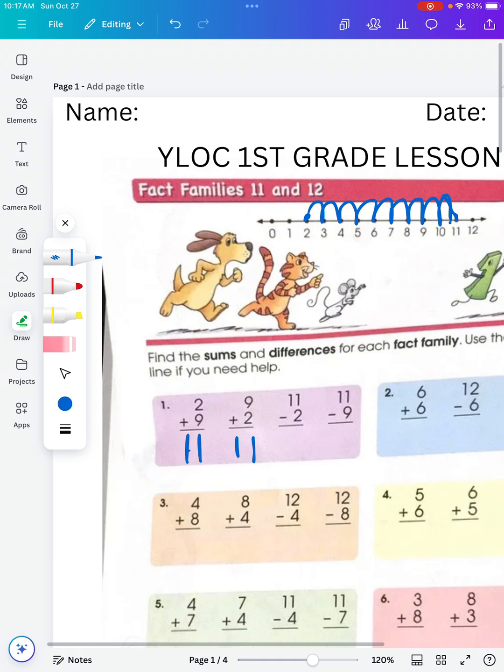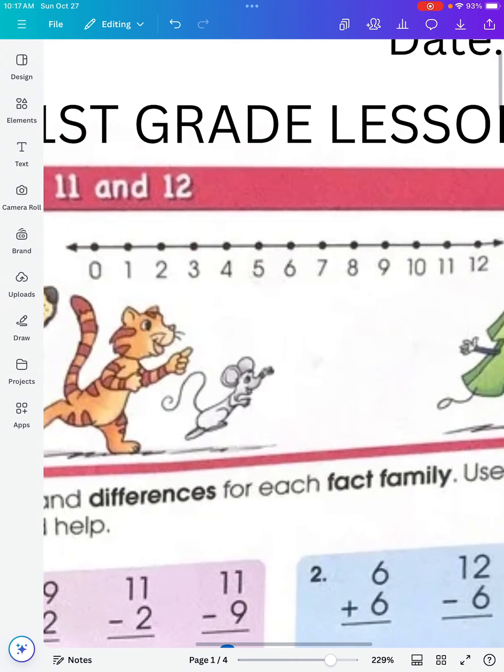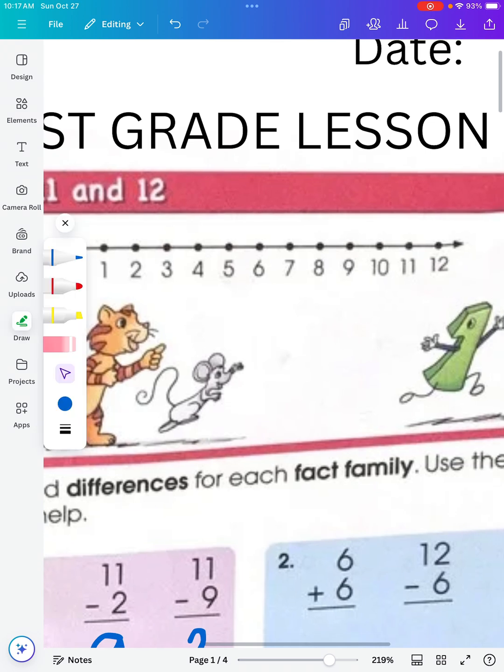Now 11 minus 2 equals 9 because they're also in the same fact family. And 11 minus 9 equals 2 because it's the same fact family. But we can use the number line. So we could do 11 minus 2 first. So start from 11 and count back 2 spaces. 1, 2, which is 9.